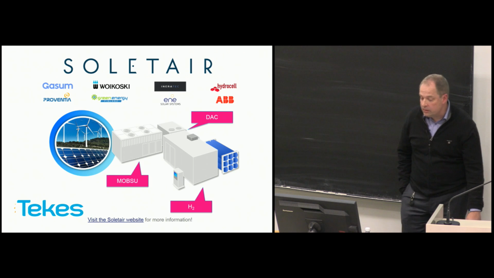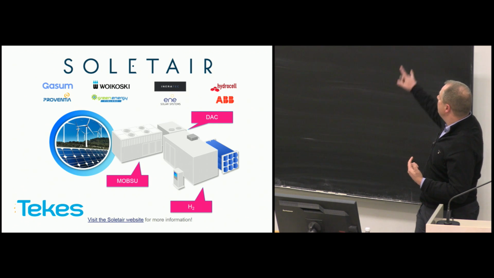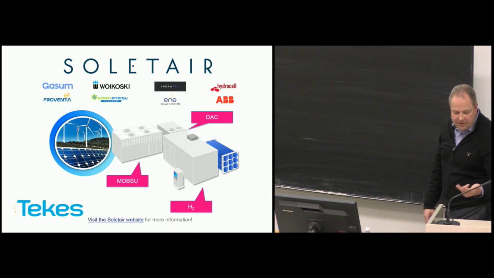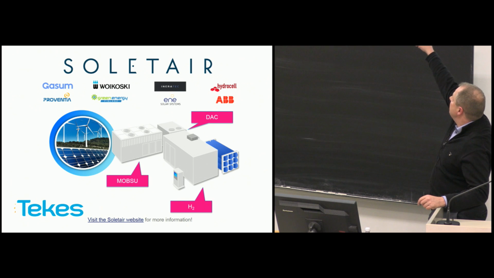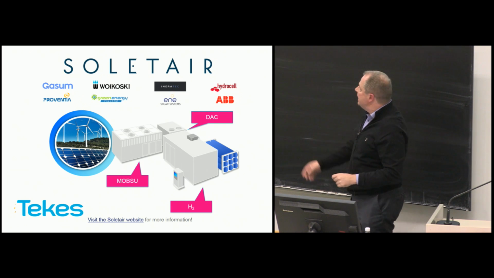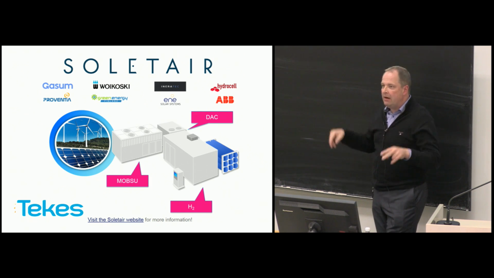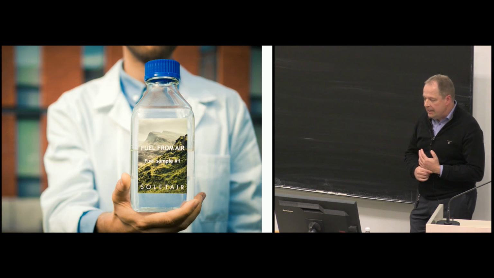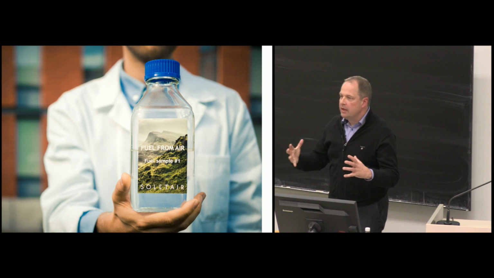One of the concepts that we've been working on together with Lappeenranta University of Technology is called Solitaire, where we have a container. The MOBSU is a mobile synthesis unit, which produces Fischer-Tropsch wax from CO2 and hydrogen. There's the electrolysis unit that produces hydrogen. The DAC is a unit that captures CO2 from the atmosphere. And then we take the electricity from renewables, thus producing fuels from air, as seen here. Again, this is seen as an alternative way of storing electricity.